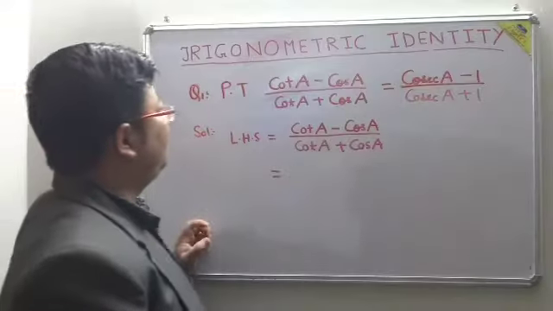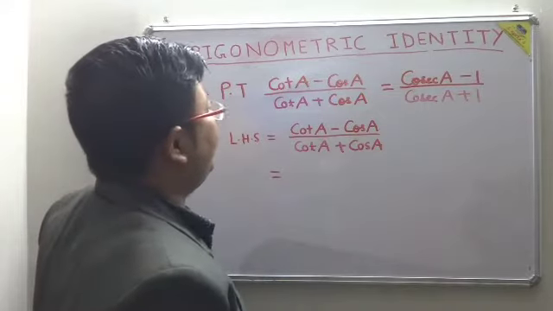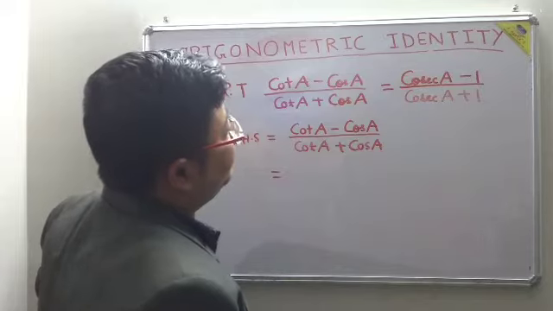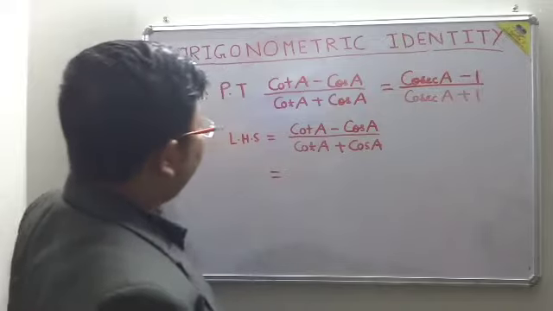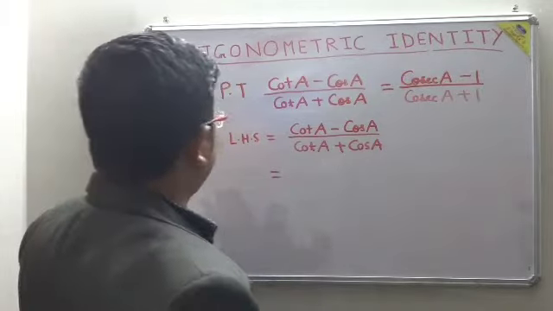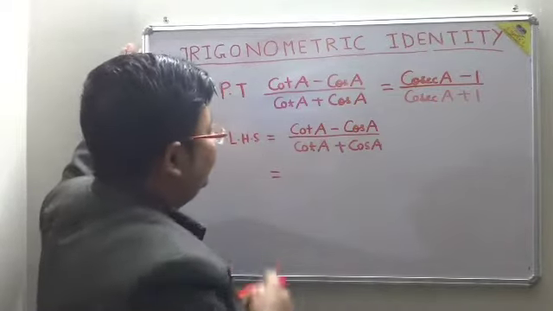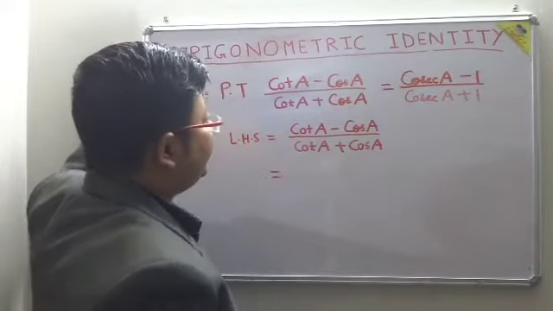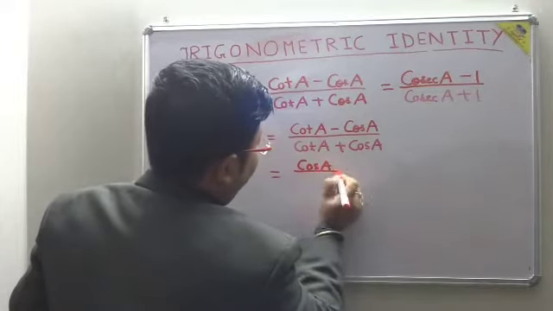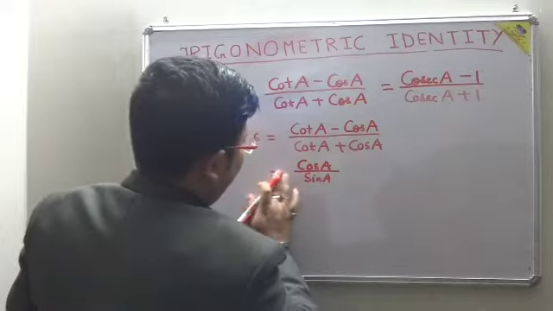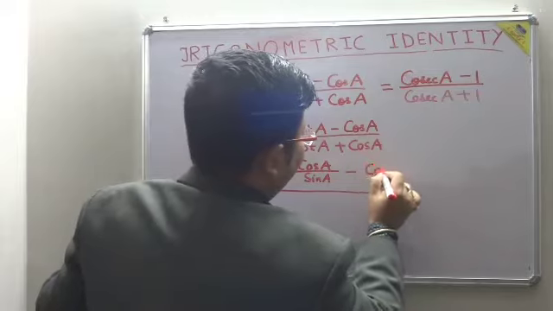Now let us solve one problem. What is that problem? Prove that cot A minus cos A divided by cot A plus cos A will be equal to cosec A minus 1 divided by cosec A plus 1. So at first, in order to prove that, we will take the LHS side. Cot A minus cos A divided by cot A plus cos A. So you can write cot A as cos A by sin A, minus, same as it is, cos A.